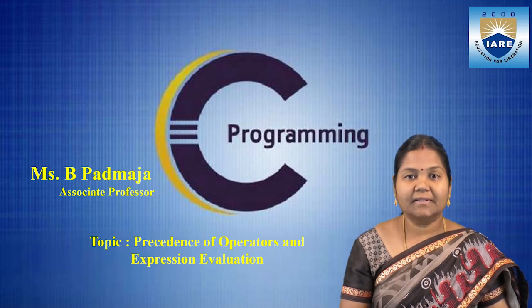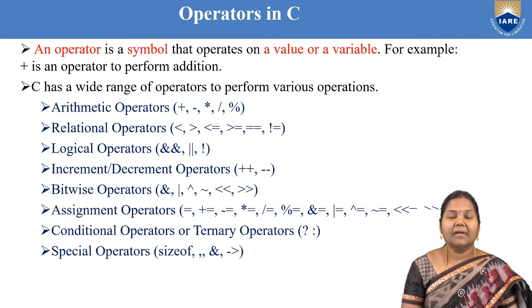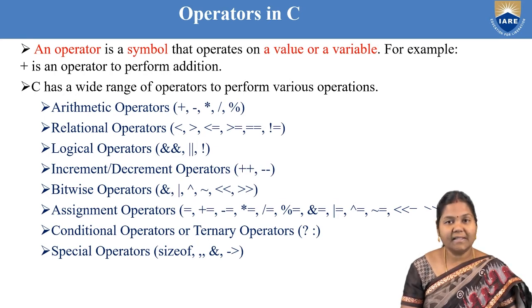Today we are going to discuss the operator precedence and associativity in C language. First, let us discuss what are the operators available in C language. An operator is a symbol that normally operates over a value or variable. For example, plus is an operator, which operates on two operands or a single operand. Based on how many operands are required, we can say that the operator is a binary operator or unary operator. C has a wide range of operators that are supported to do various operations.